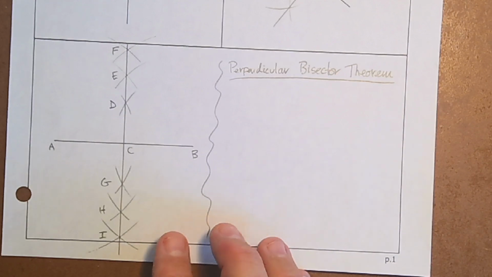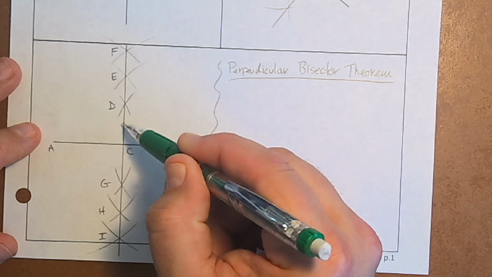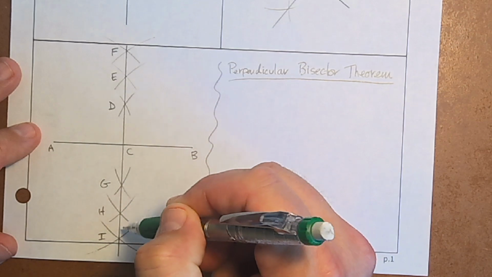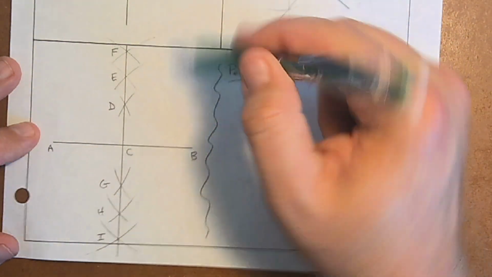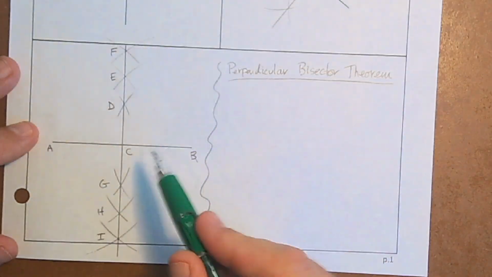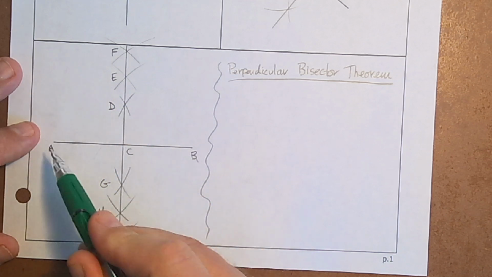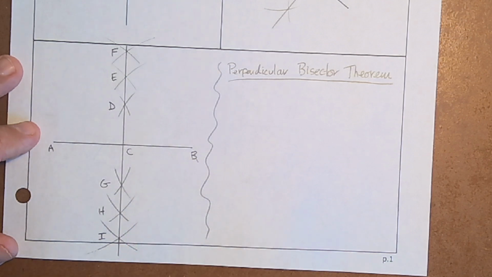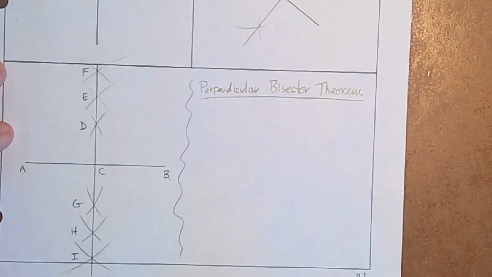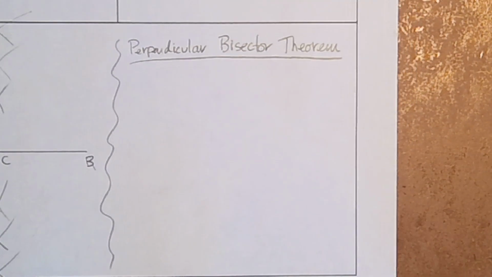So here's the deal. Have you noticed that every single point along this bisector line at 90 degrees is the same distance from the ends of the line segment? No matter where we are on this line, pick a point anywhere on here, it will be the same distance in a straight path to the two ends of the line segment. That is the perpendicular bisector theorem. So let's write it down. I'm going to zoom in a little bit here so you can see my handwriting.